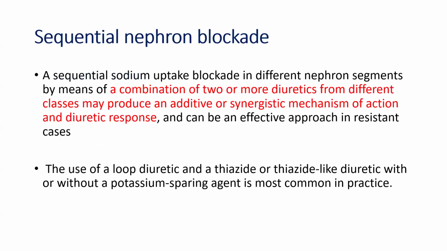Now, the next measure that we can follow is sequential nephron blockade. Sequential sodium uptake blockade in different nephron segments, by means of a combination of two or more diuretics of different classes, may produce additive or synergistic diuretic response and can be an effective approach in resistant cases. The use of a loop diuretic with a thiazide or thiazide-like diuretic, with or without a potassium-sparing agent, is most common in practice.